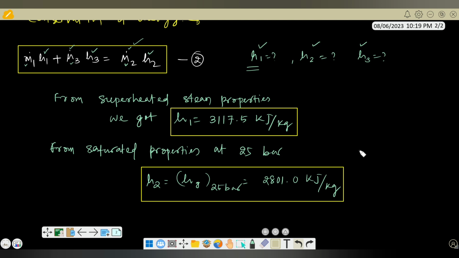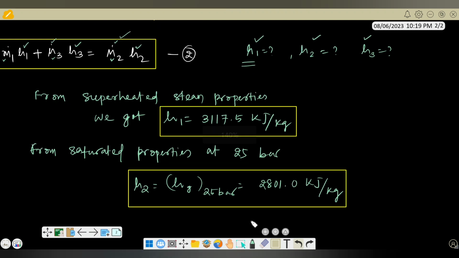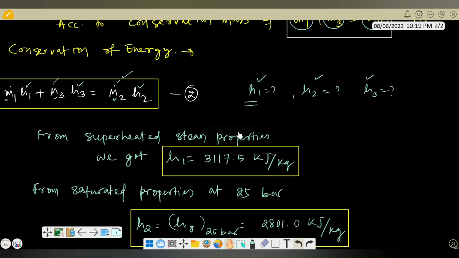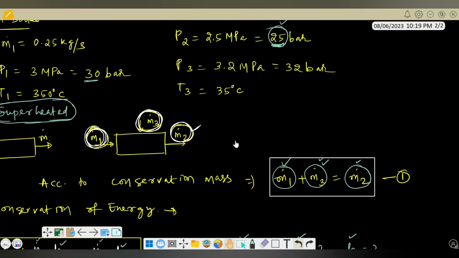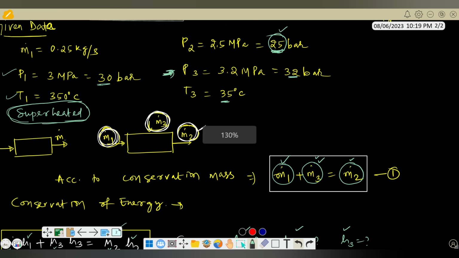So let us try to find that out. How will we be finding it? Let us check the properties of the point. Here you can see at point 3 we are supplying what? We are supplying liquid water. The pressure is 32 bar and the temperature is 35 degrees centigrade. Let us check this data from the saturated steam table first. We may go to this 32 bar or 35 degrees centigrade, so we can get some idea.